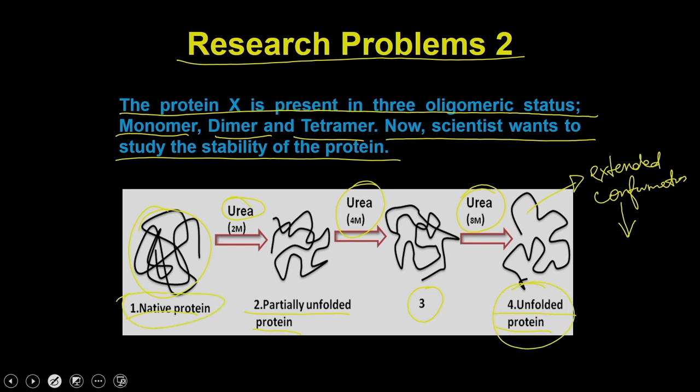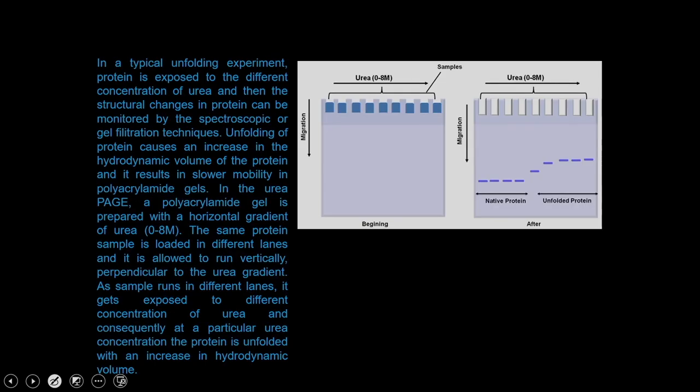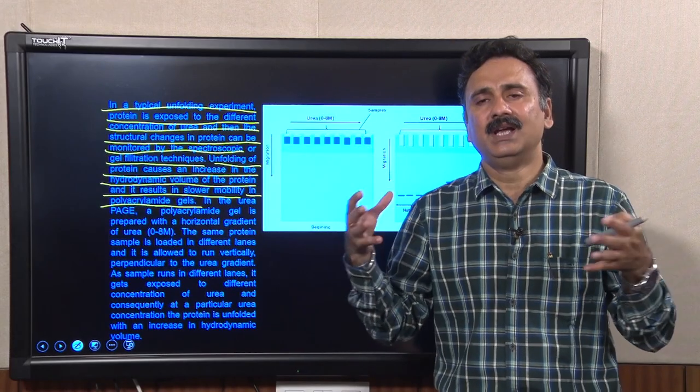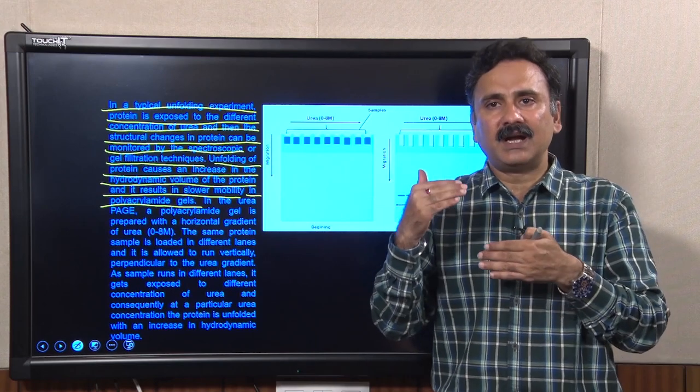So now how to solve this? You can run a urea PAGE to study these complexes and this particular protein unfolding process. In a typical unfolding experiment, the protein is exposed to different concentrations of urea, and the structural changes in the protein can be monitored by spectroscopic or gel filtration techniques. Unfolding of the protein causes an increase in the hydrodynamic volume of the protein, and it results in slower mobility in polyacrylamide gels. Why is it so? Because once the hydrodynamic volume increases, it is going to experience larger and larger friction.